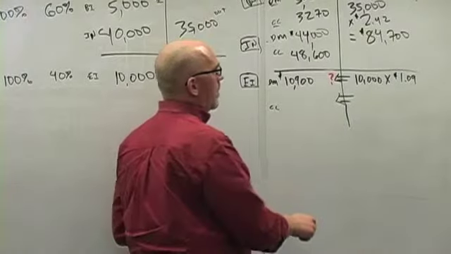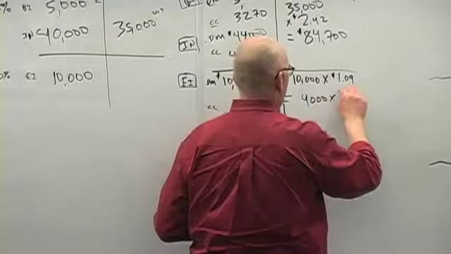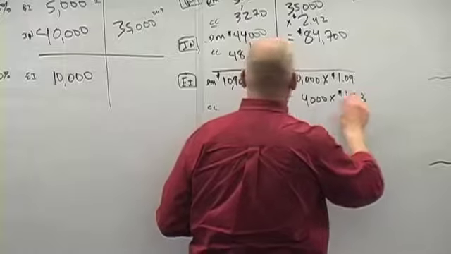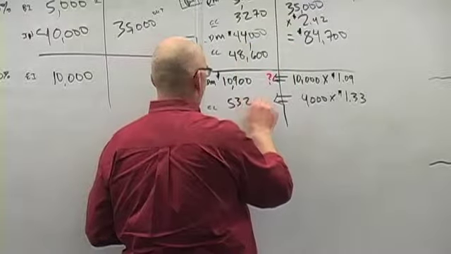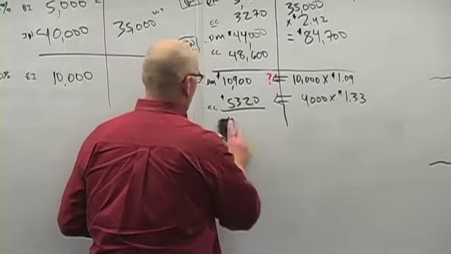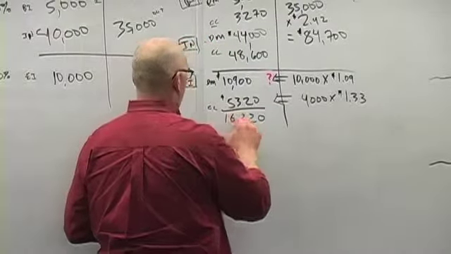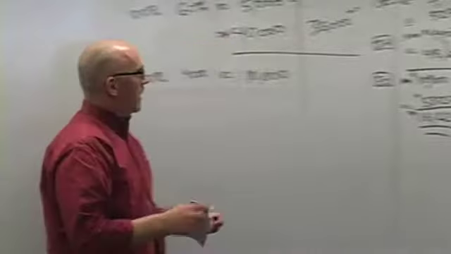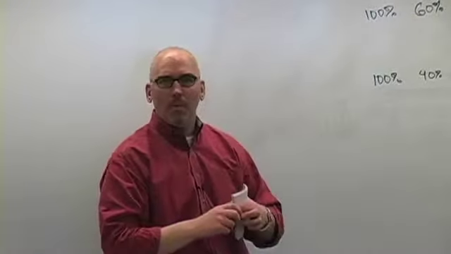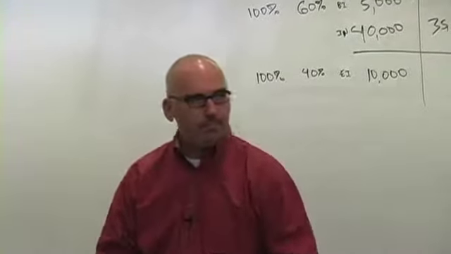4,000 from the ending inventory of conversion cost times the $1.32. Okay. 5,320. 5,320? Dollars. Beautiful. Is that right? 16,220? 16,220? Is the T account right? Brandon?